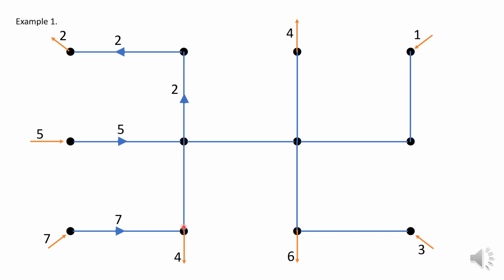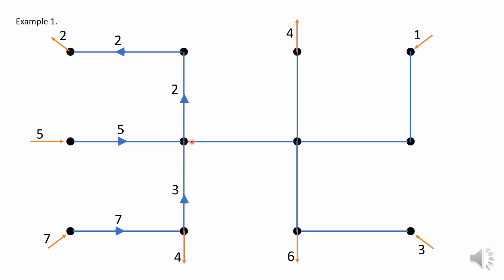This is the only unknown branch for this node. So you have an input of 7, an output of 4, so you must have an output of 3 also to give you 0 net flow into this node. So you must have a flow of 3 along this branch. Here we are in a position to find the flow in this branch because we know all of the other flows along the other edges.